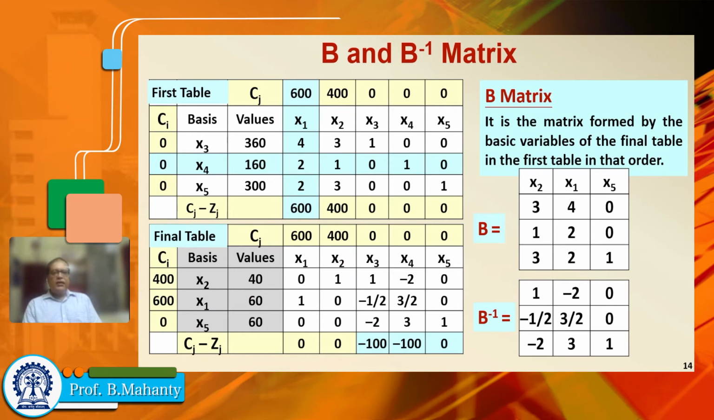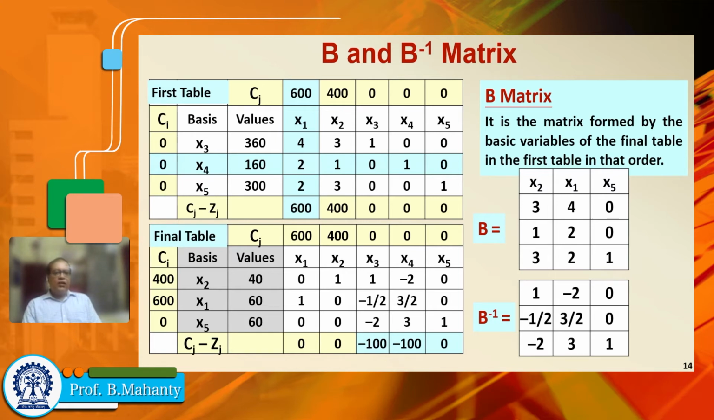So this is written here: here is the first table, and here is the second table, sorry, the optimum table, the final table. The first table and the final table. So the B matrix is the matrix formed by the basic variables of the final table in the first table, in that order. That order is important because look here, what are the variables in the basis in the final table? x2, x1 and x5.